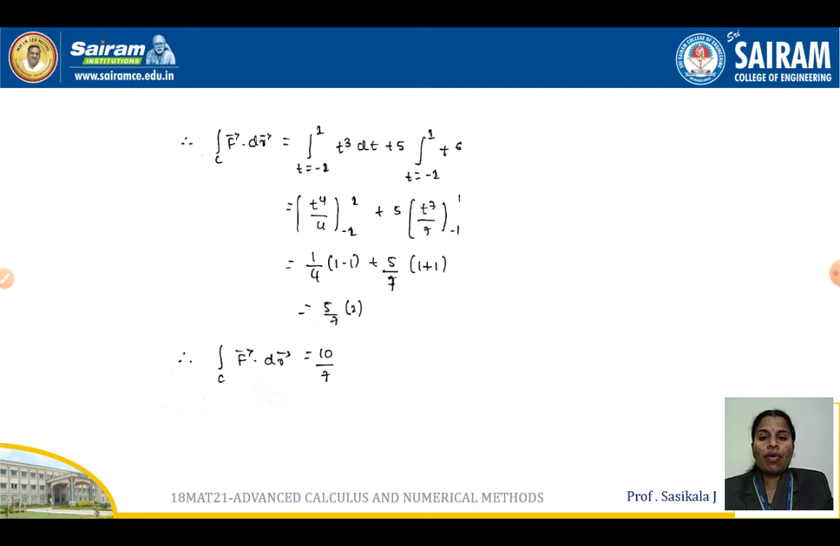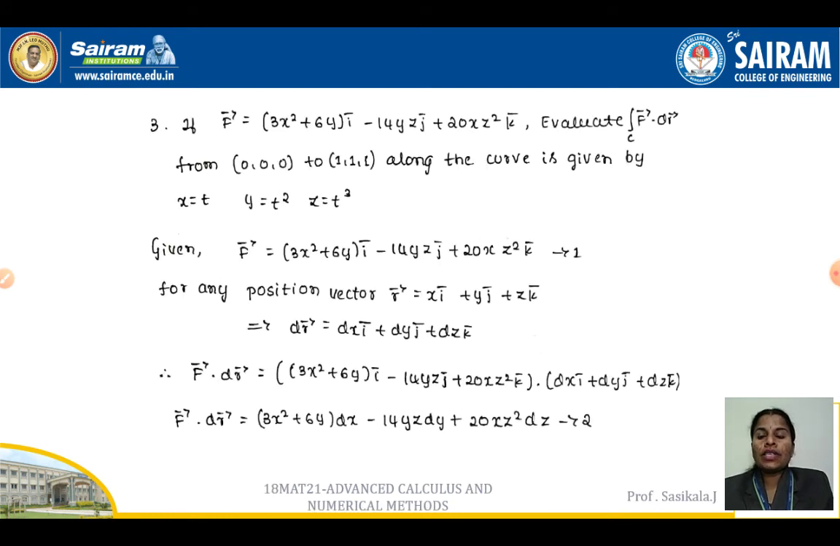Okay. So now you can go with the next one. What is that? Third question. F vector is equal to 3x squared minus 6y i vector minus 14yz j vector plus 20xz squared k vector. So evaluate the integration along the curve of F vector dot dr vector from 0, 0, 0 to 1, 1, 1, where the curve is given by x is equal to t, y is equal to t squared, z is equal to t cube. So what is the difference in this question?